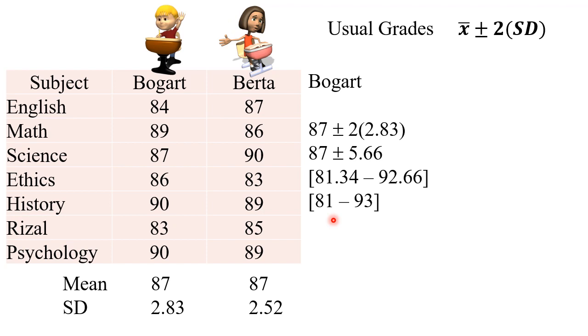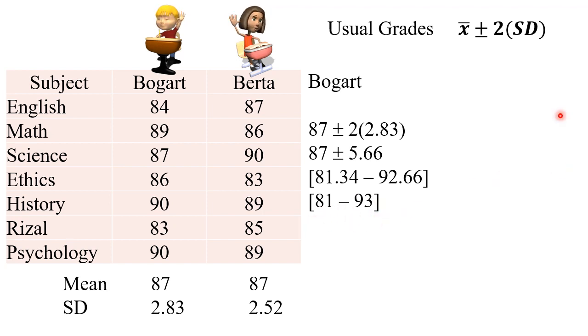But if Bogart has a grade below 81 or above 93, then those grades are considered unusual. He can still have those grades, class, but they are considered unusual. So we only have about a 5% chance that it will happen, because by 95%, these are his grades. So we are confident, class, that 95% of his grades range only from 81 to 93.